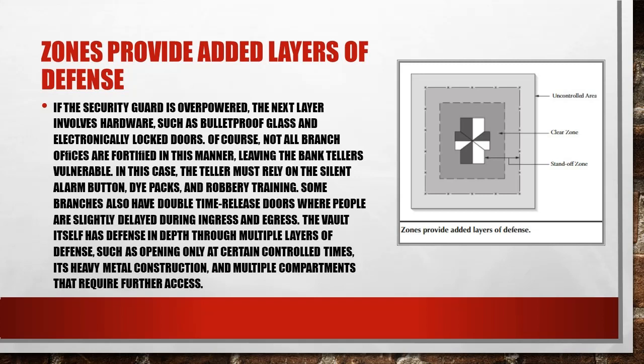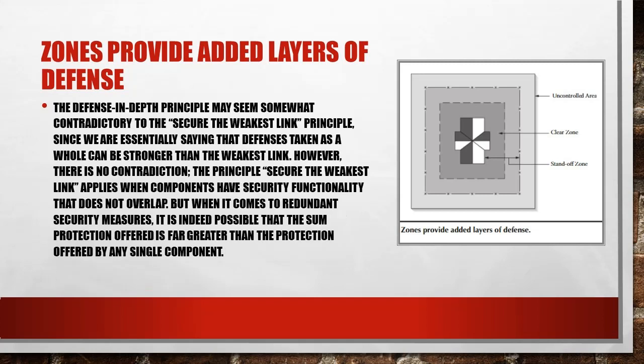The vault itself has defense in depth through multiple layers of defense, such as opening only at certain controlled times, its heavy metal construction, and multiple compartments that require further access. The defense in depth principle may seem somewhat contradictory to the secure the weakest link principle, since we are essentially saying that defenses taken as a whole can be stronger than the weakest link. However, there is no contradiction.